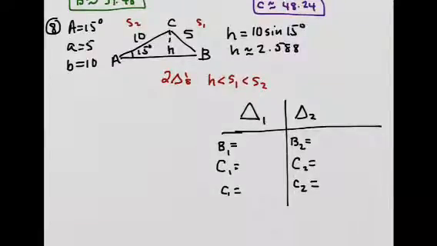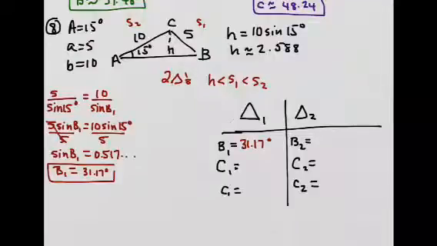So I'm going to set up the law of sines to find B1. So here's the work for B1. Here's the proportion, and then you solve for B by cross multiplying here. This is the equation you get, divide by 5, and then you put this into the calculator. That gives you the decimal for the sine of B. To find B, you do inverse sine of this number, and you get this angle right here.